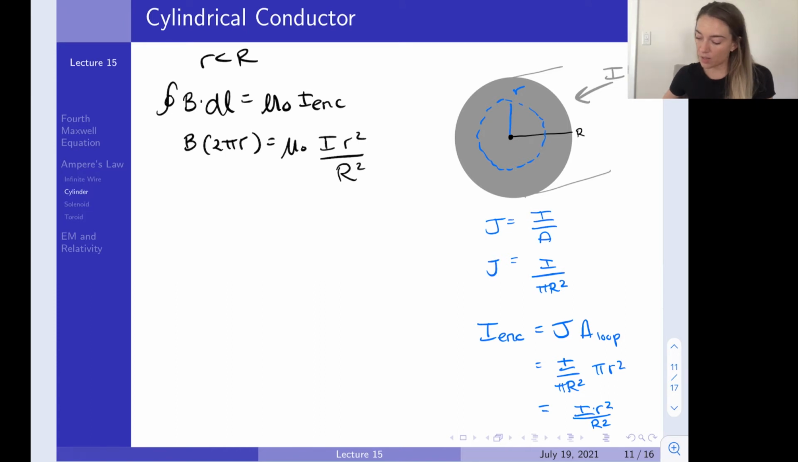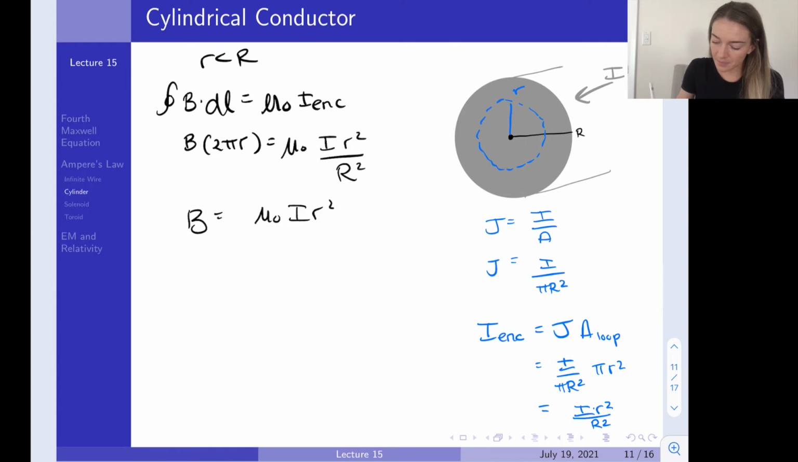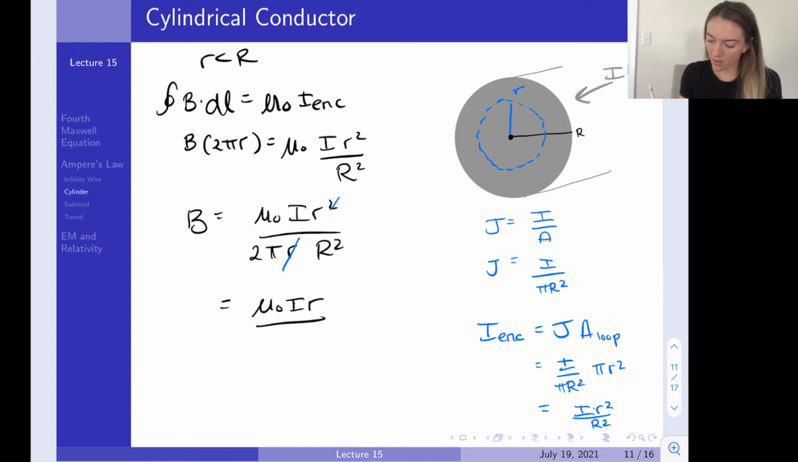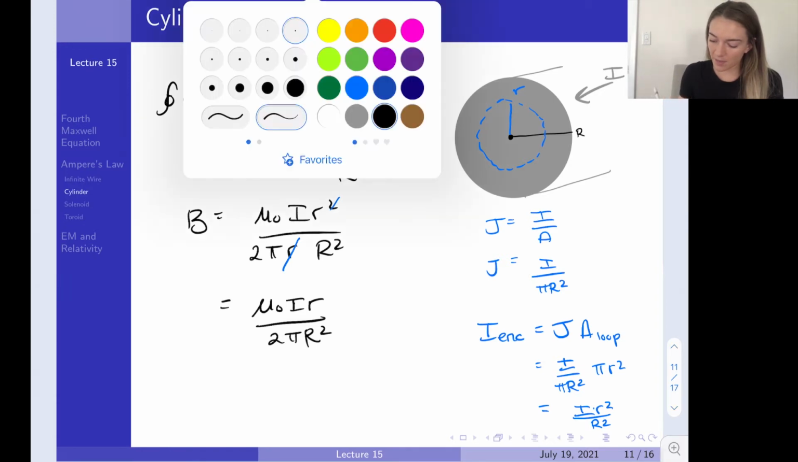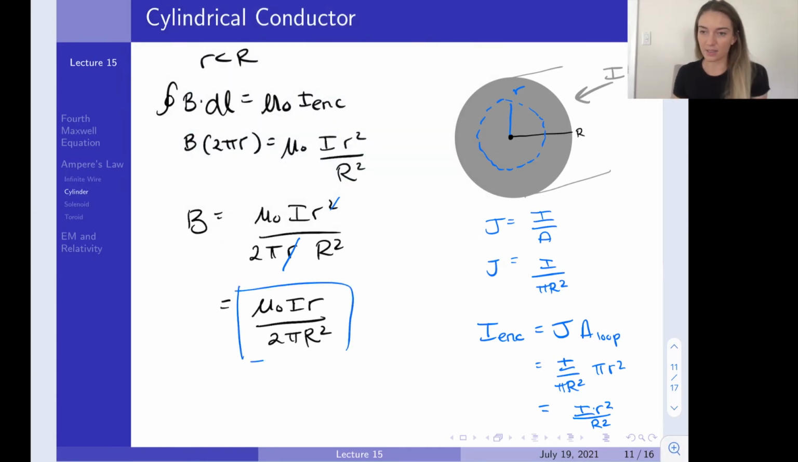Now I'm going to divide by 2 pi r from both sides. So I have B is equal to mu naught I little r squared, and then I have a 2 pi r here. So one of my r's cancels, and I'm left with mu naught I r over 2 pi R squared. So this is my magnetic field inside that conductor.